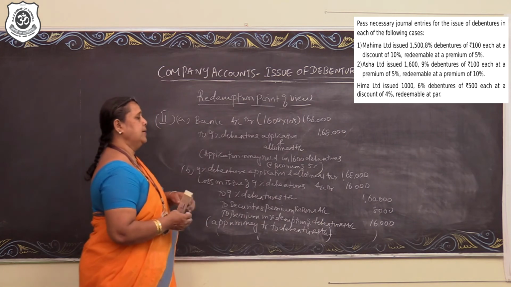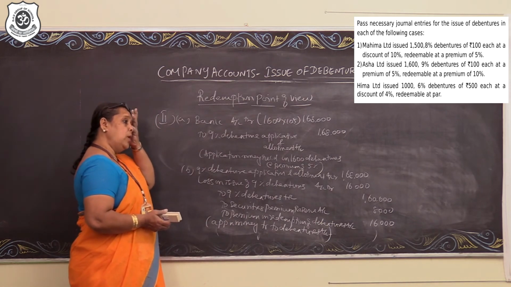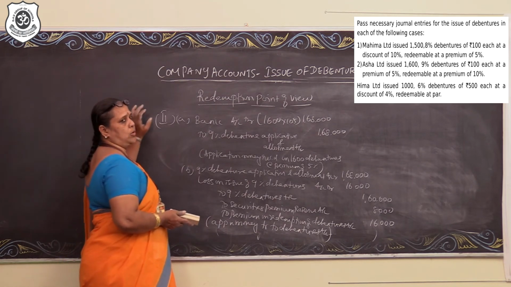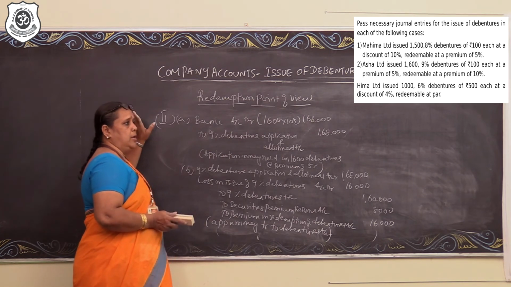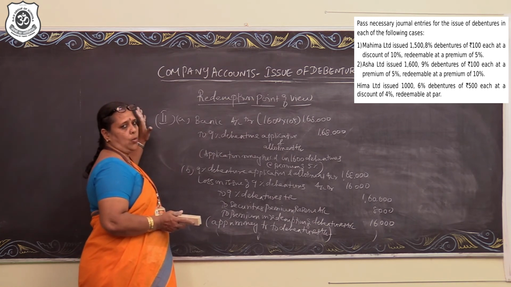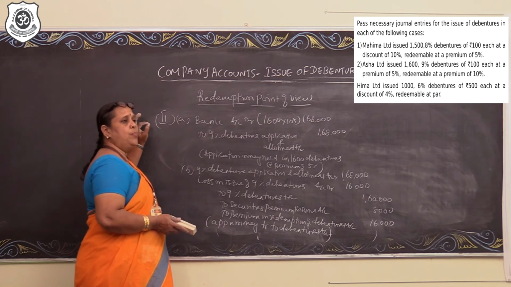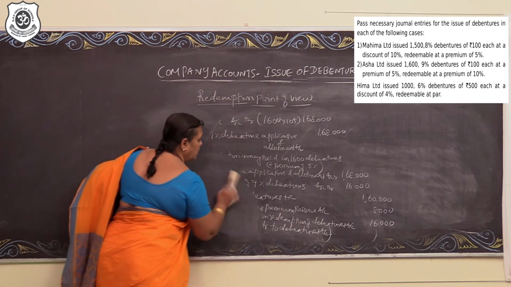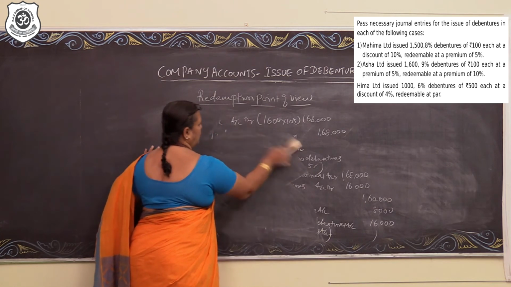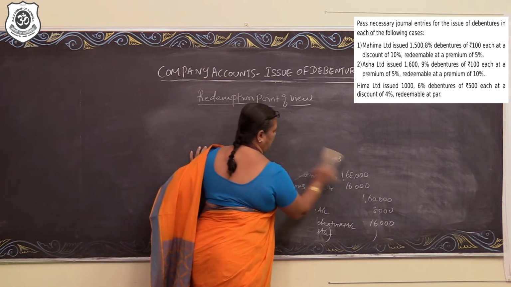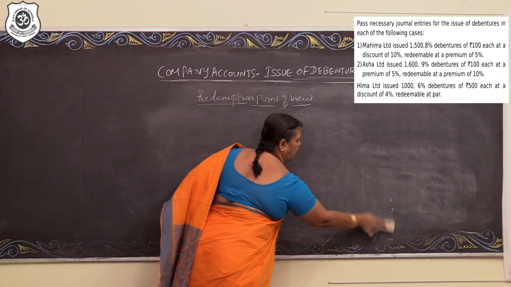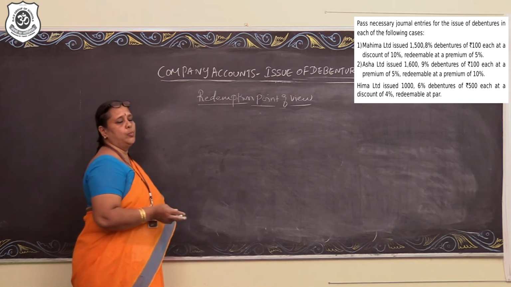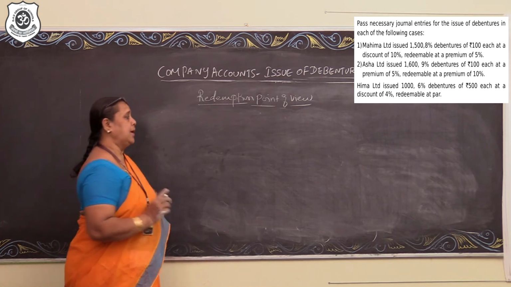Now going to the third case is Hima Limited issued 1,000 6% debentures of rupees 500 each, issued at a discount of 4%, redeemable at par. So the company is issuing it at a discount but redeeming it at par. So it is losing at the time of issue. So now what are the journal entries for that? And here the question has a different face value. Face value of the debenture is 500 rupees. So discount of 4% on 500 rupees to be calculated. 4% of 500 rupees gives you 20 rupees. So we should be very careful about that.